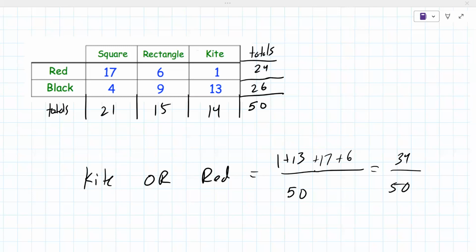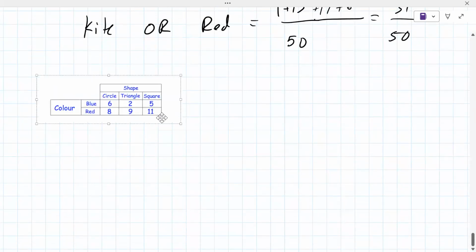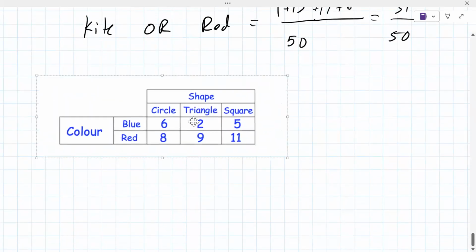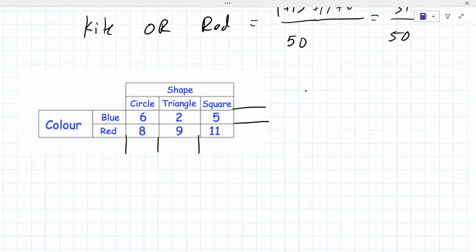All right, let's do it. Okay, so I've got a new problem here for you to look at. Sometimes they do not give you the totals. And you've got to be very careful here because sometimes they can look like totals and they're not. You've got to get the totals. So straight up, just count the totals first. Maybe you'll get them, maybe you won't.